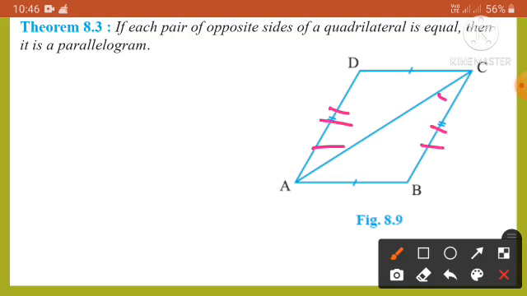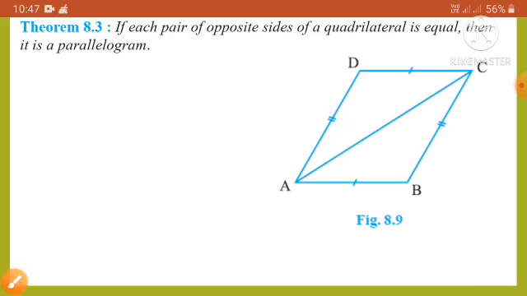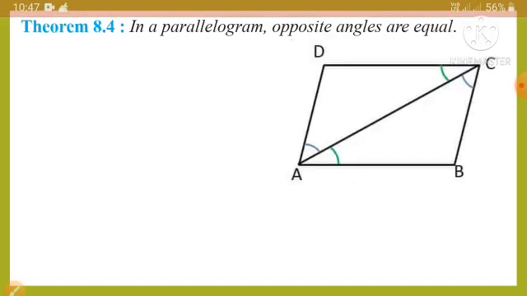Got it? So in ABCD, both pairs of opposite sides are already proved to be parallel. So we can easily say that AB parallel to DC and AD parallel to BC, so ABCD is a parallelogram here. Okay, go to the next theorem.